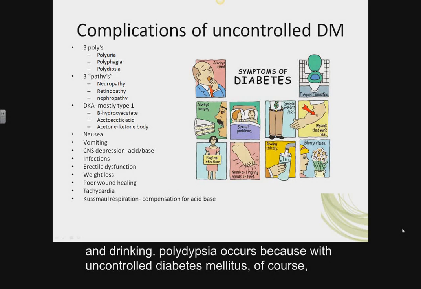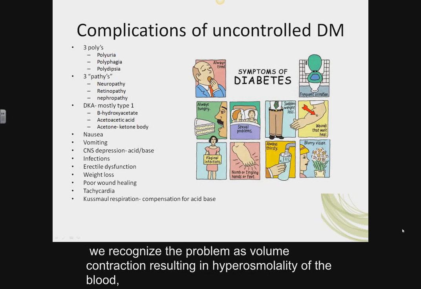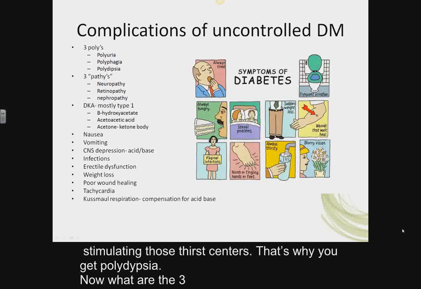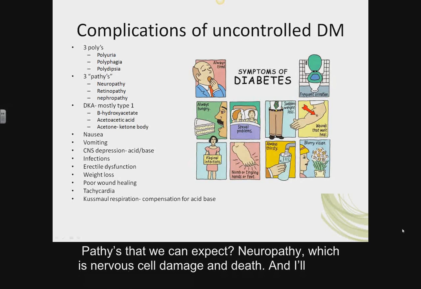Polydipsia occurs because with uncontrolled diabetes mellitus, we recognize the problem as volume contraction resulting in hyperosmolality of the blood. And this is the number one stimulus for ADH to be released. And when ADH is released, it is also stimulating those thirst centers. That's why you get polydipsia.